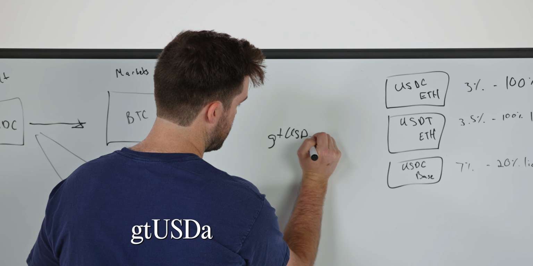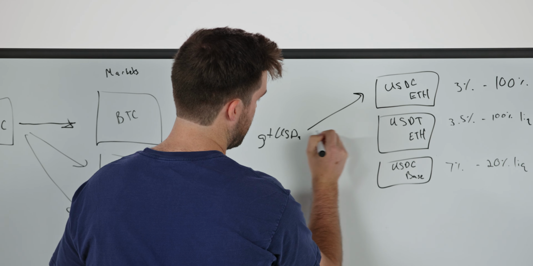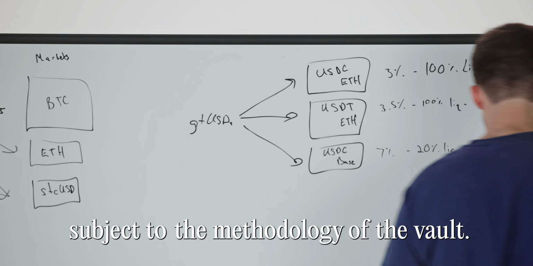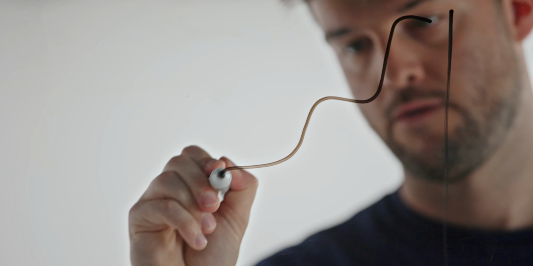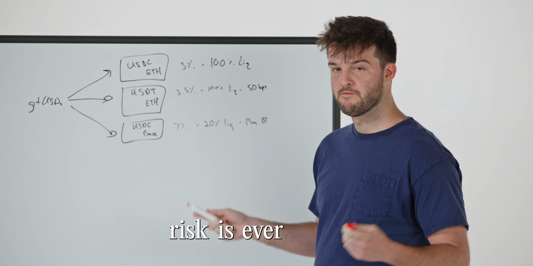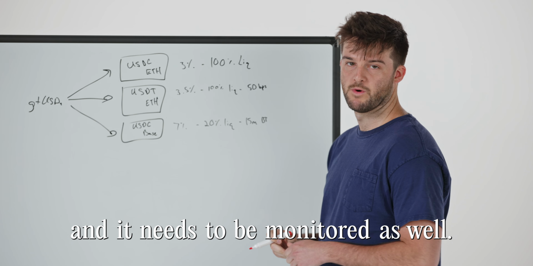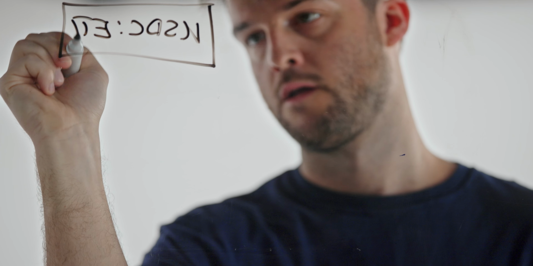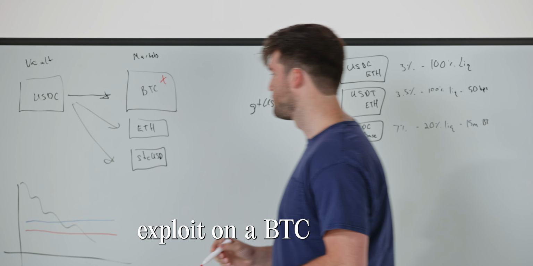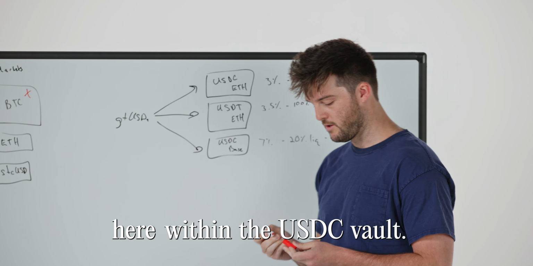gtUSDa sits a layer above and makes these allocation decisions subject to the methodology of the vault. In DeFi right now, risk is ever present and it needs to be monitored as well. So let's consider a scenario where we see an exploit on a BTC wrapper here within the USDC vault.